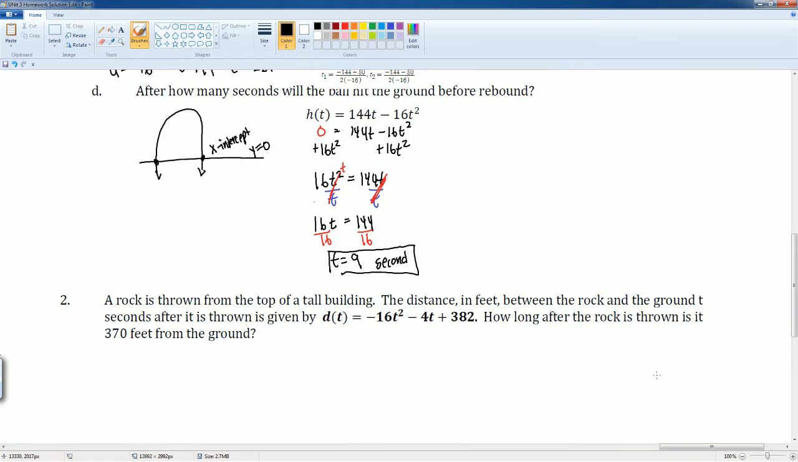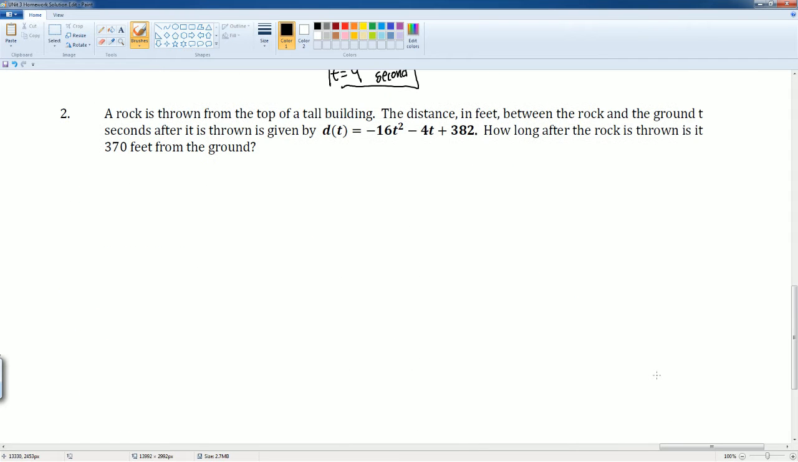Here we'll be looking at question number 2. Question number 2 asks, a rock is thrown from the top of a tall building. The distance in feet between the rock and the ground, T seconds after it is thrown, is given by this equation. How long will the rock be in the air when it is 370 feet from the ground?